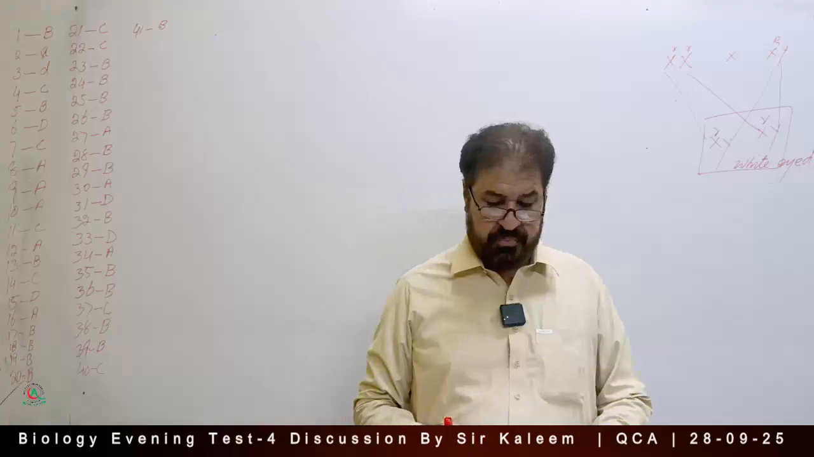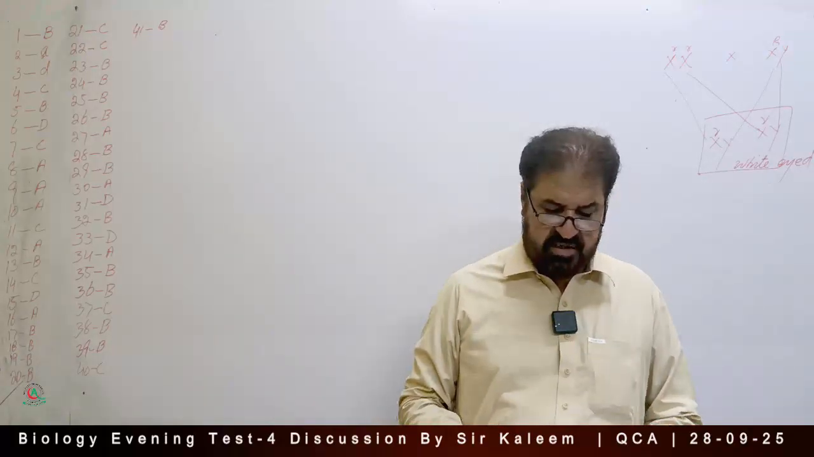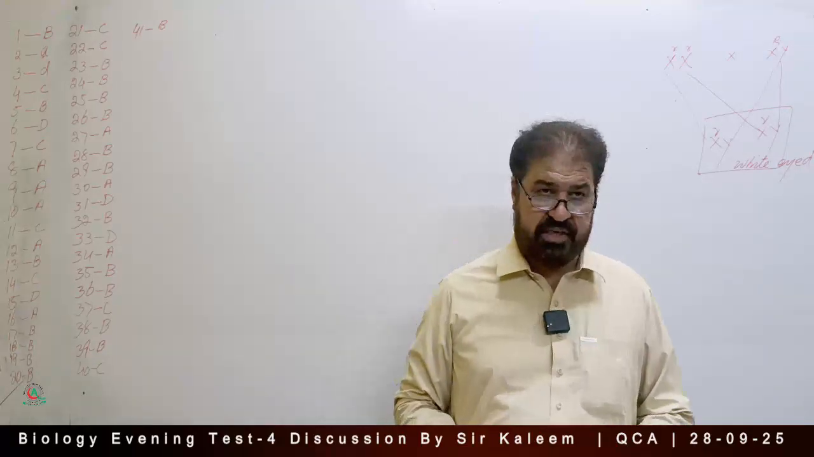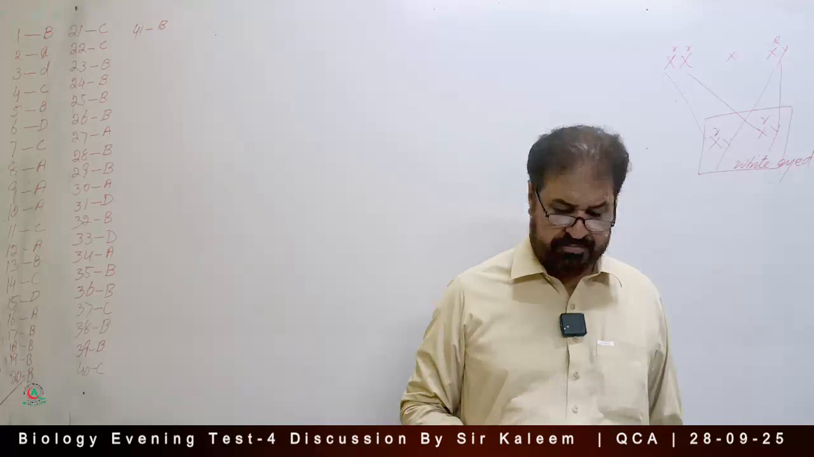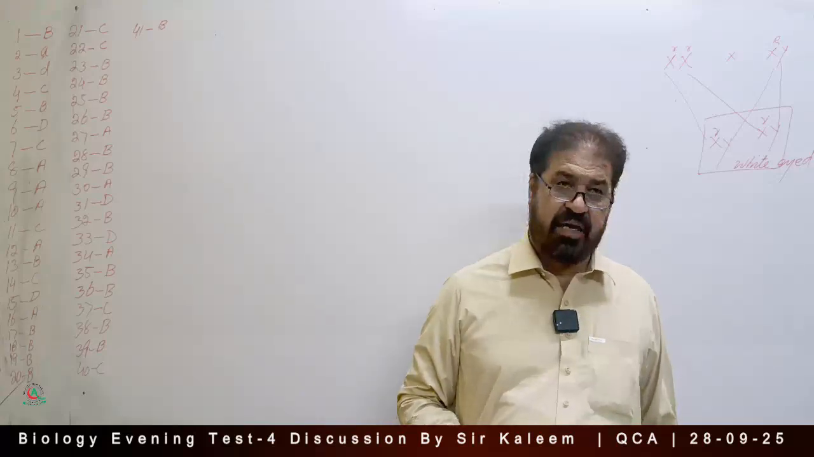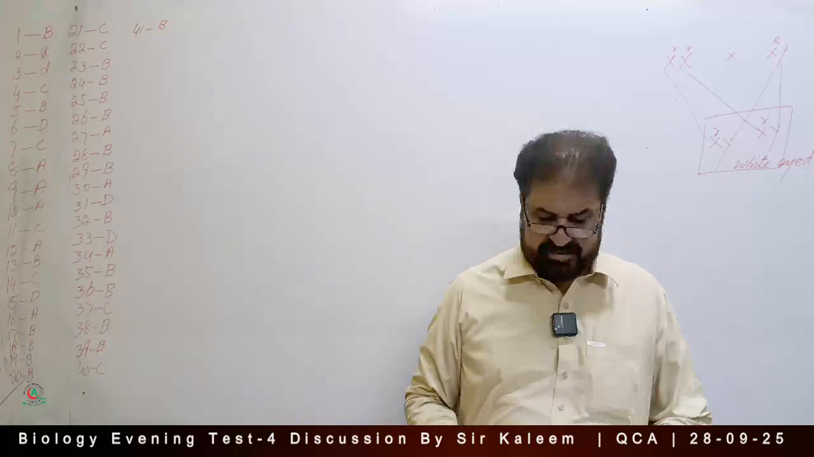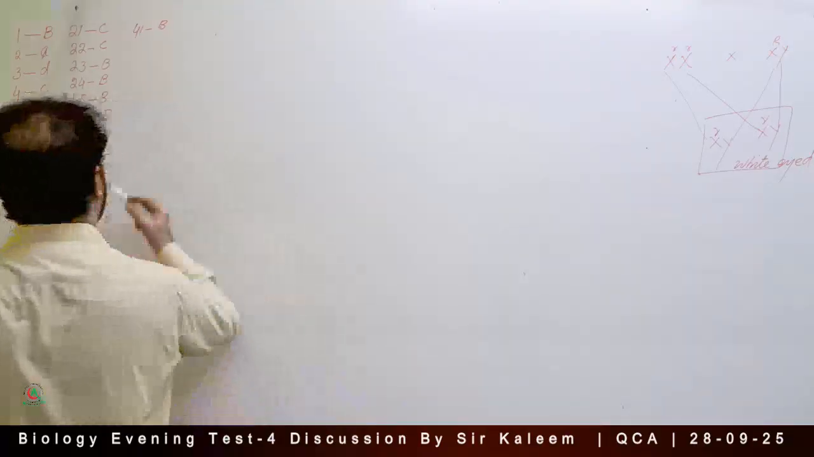Question number 42. Lamarck's theory is also known as the theory of use and disuse, or may be called inheritance of acquired characters. So option C is correct.